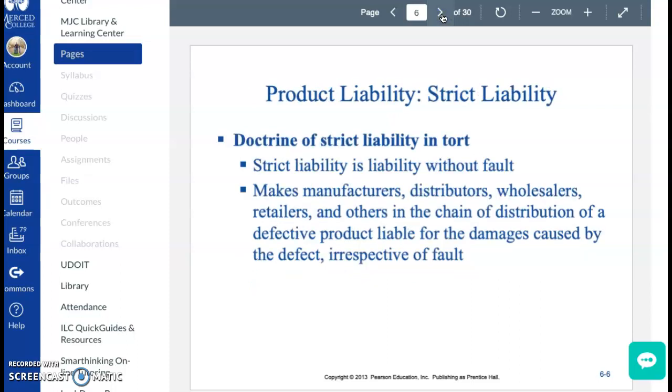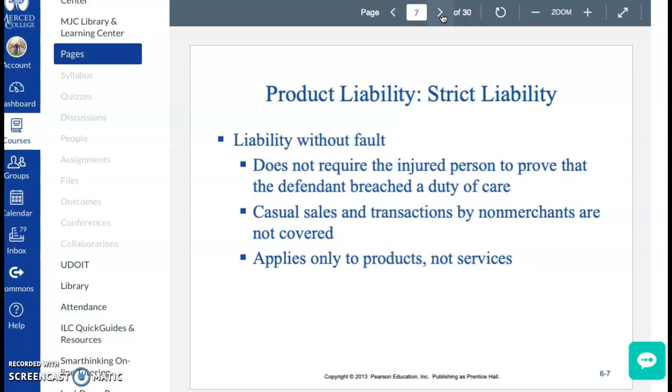The doctrine of strict liability means that you are liable without fault. So if you are under the doctrine of strict liability, that means you will be held accountable even if there was not fault incurred on your own. So manufacturers, distributors, wholesalers, and retailers are within the chain of distribution of a defective product. So they would be held responsible. Liability without fault does not require the injured person to prove that the defendant breached the duty of care. It just shows that there is, in fact, a duty and that duty was breached. They don't actually have to show that the chain of command was what caused it.